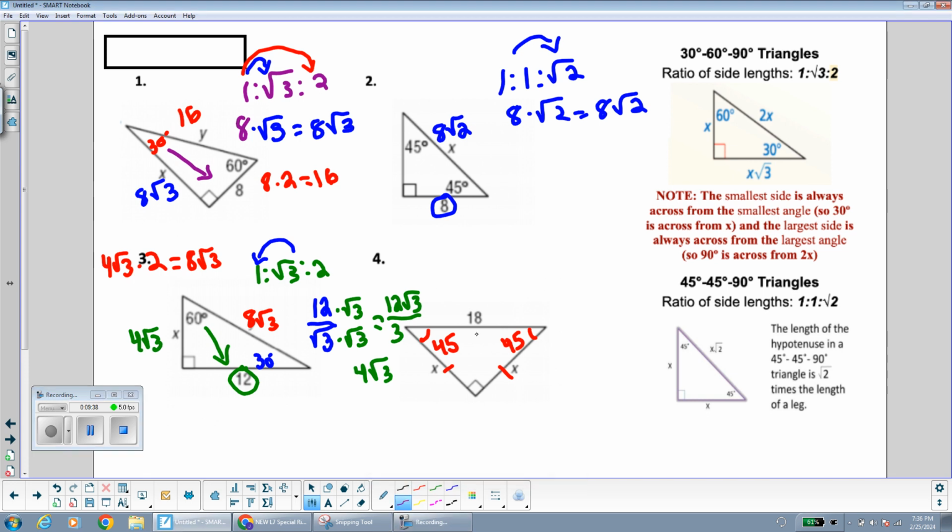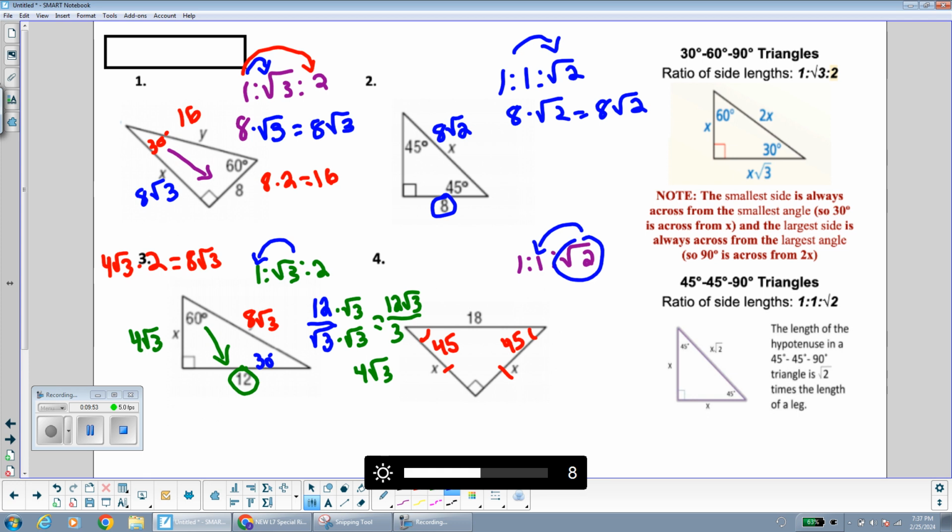And what I have here is the biggest side across from the biggest angle. So in the ratio, I have the radical 2 part of the ratio. I'm going smaller and I'm trying to find what the legs are, so I'm going to be dividing because I'm going smaller. And the ratio tells me that I'm going to be dividing by radical 2. So I'm going to take the biggest side, which is 18, the side that I have, and divide it by radical 2.